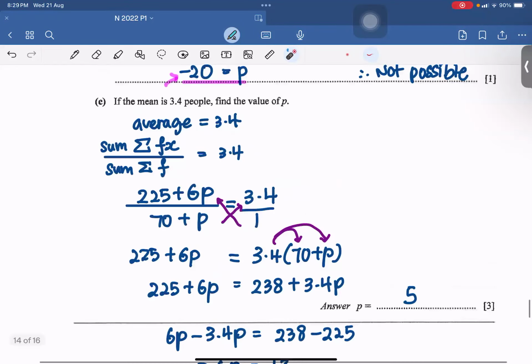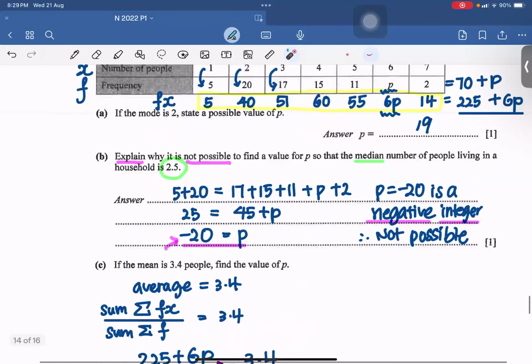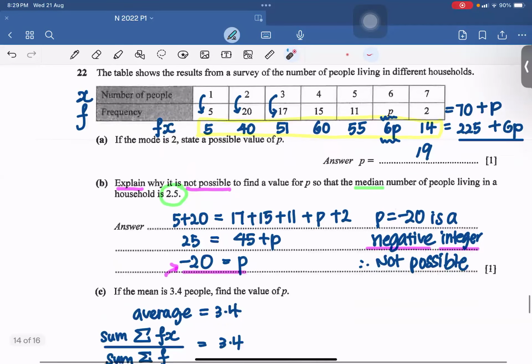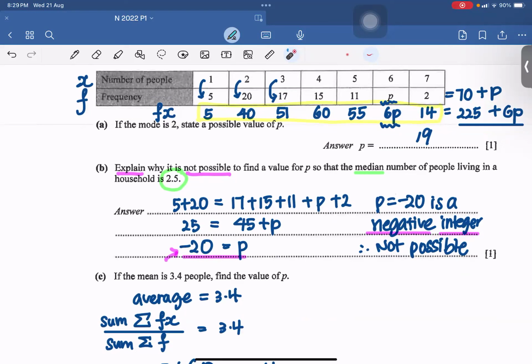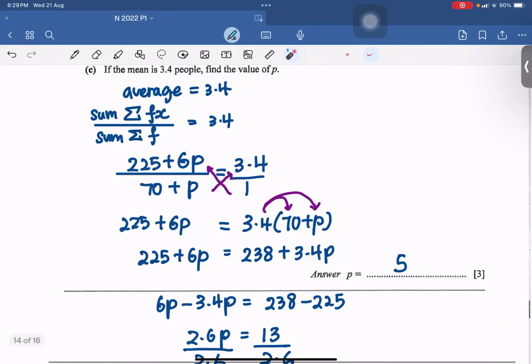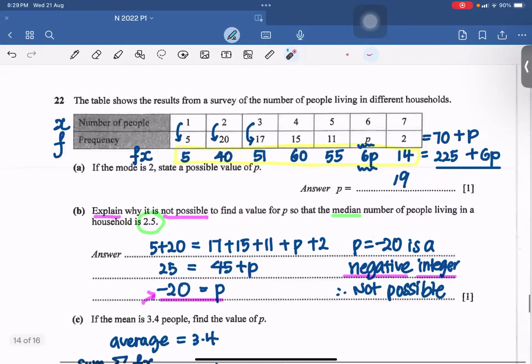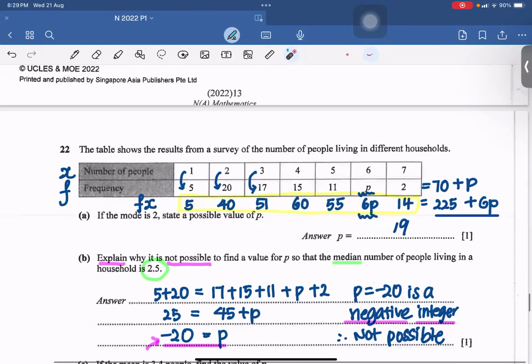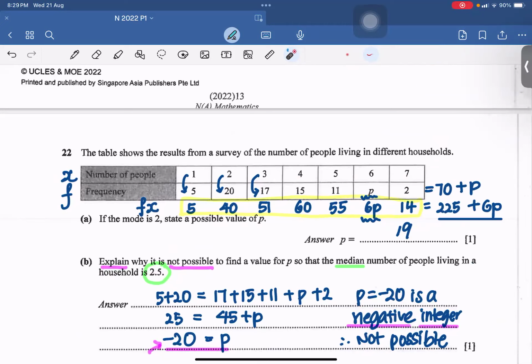Okay, so this question, it looks like it's quite popular recently. It also appeared in that year's O-level question, one of the 2 years. So it seems like quite popular between the N and O-level. So please make sure you know how to do it. Okay, I'm going to continue.